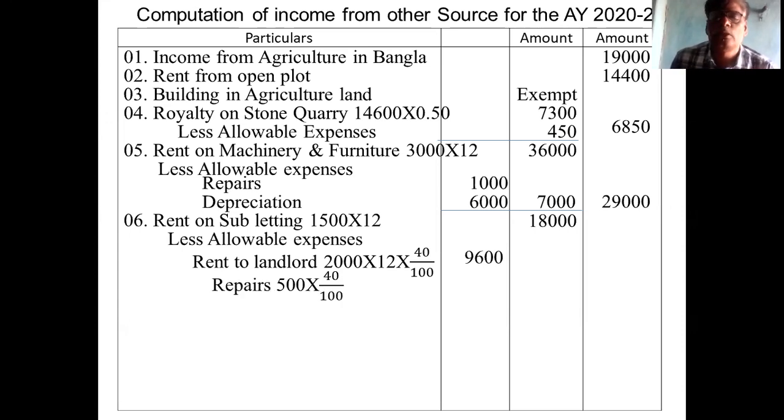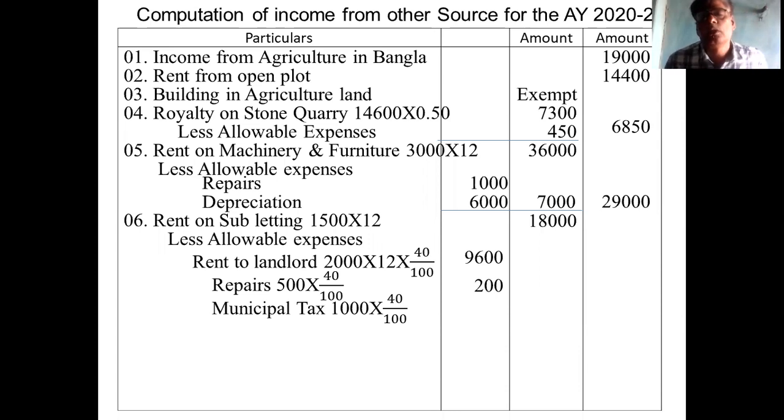And repairs is 500. 40% of 500 is 200 rupees. Then municipal tax is 1,000, total house municipal tax. 1,000 into 40% is 400. These are the expenses relating to that house. So the total of this is 10,200. If you deduct 10,200, the net income is 7,800. 7,800 is the net income from subletting.